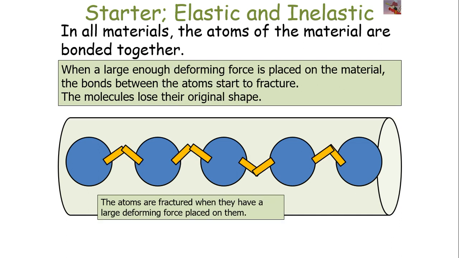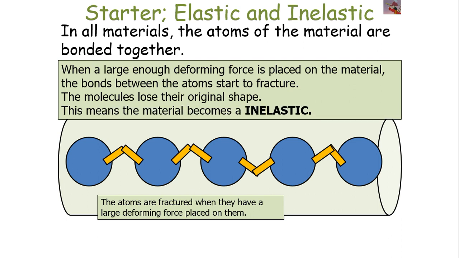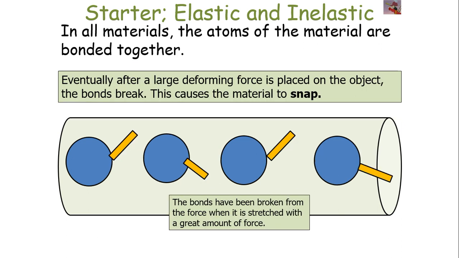Now, if there's a large enough deforming force on the material, the bonds between the atoms start to fracture. So whilst the bonds are still present, the molecules have lost their original shape and pattern, because the deforming force has caused this bonding to fracture. So the material has become inelastic. It will stay deformed. Now eventually, after a large enough deforming force is placed on the object, the bonds will actually break. And we observe this in the real world as the material snapping, breaking, or tearing in half.